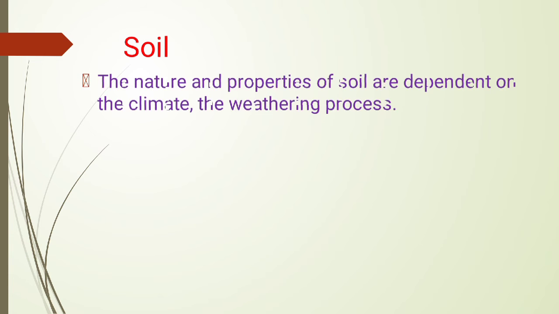Then the second abiotic factor we'll see is the soil. Now, the nature and properties of soil are dependent on the climate and the weathering process. Nature and properties of soil means the smoothness of the soil, or the water holding capacity or air holding capacity of the soil. They are totally dependent on the climate and the weathering process. The weathering process depends on the climatic conditions and fluctuations of the climatic conditions.